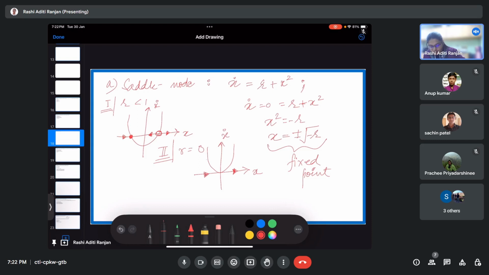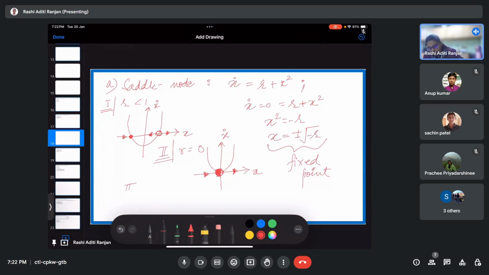Now what is happening? In one direction it is taking it away, in other direction it is taking it towards the fixed point. So this is a half stable fixed point. It is stable for this half and unstable for the other half. It is a half stable fixed point.